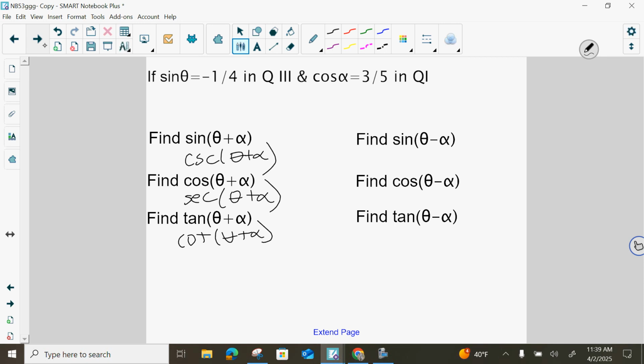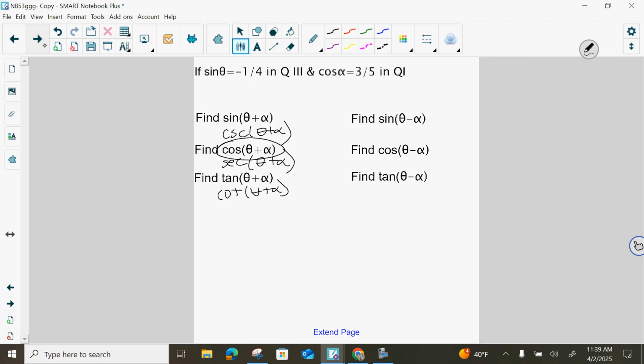Cosine, okay? Alex, pick sum or difference? Sum. So we are going to tackle cosine sum. All right, so cosine of theta plus alpha. So I'm going to use my cosine sum formula. My cosine sum formula is cosine, cosine, sine, sine. I'm just writing smaller so that I can fit it all on one line. Cosine, cosine, sine, sine.